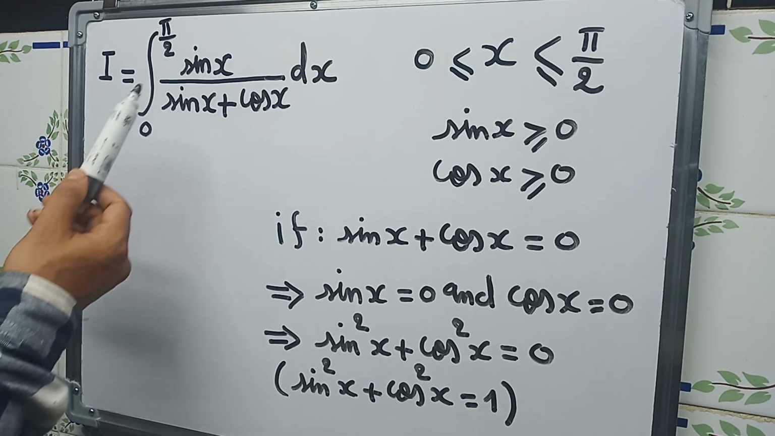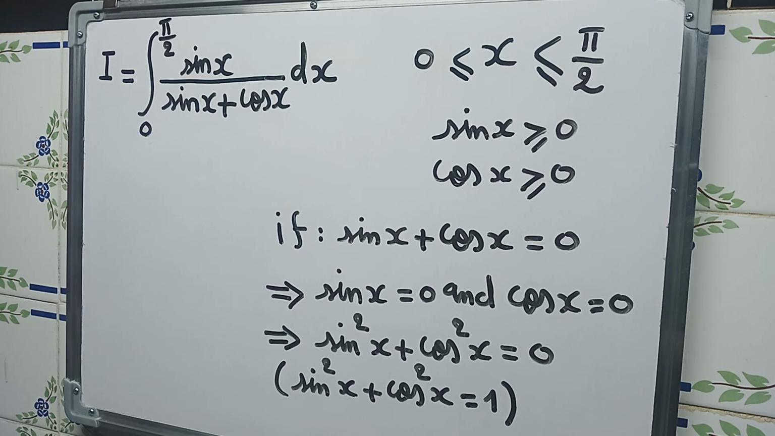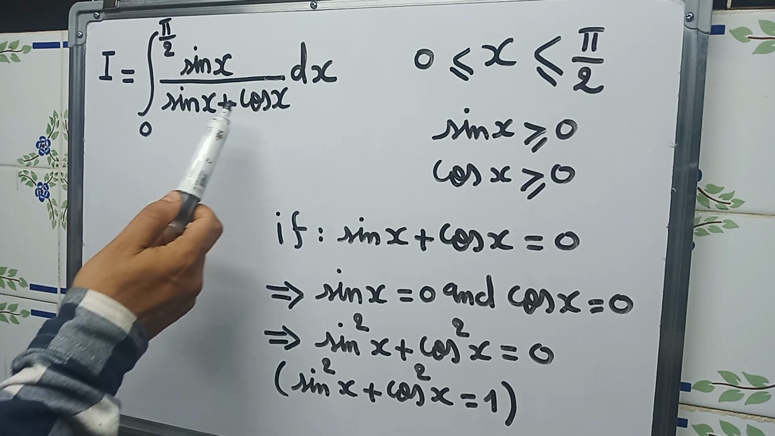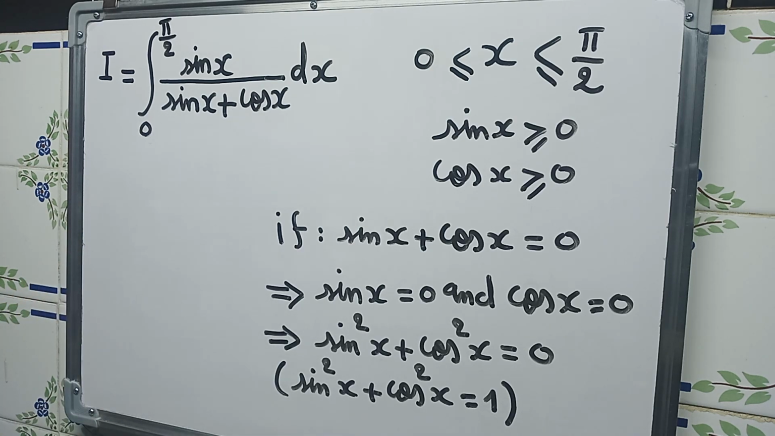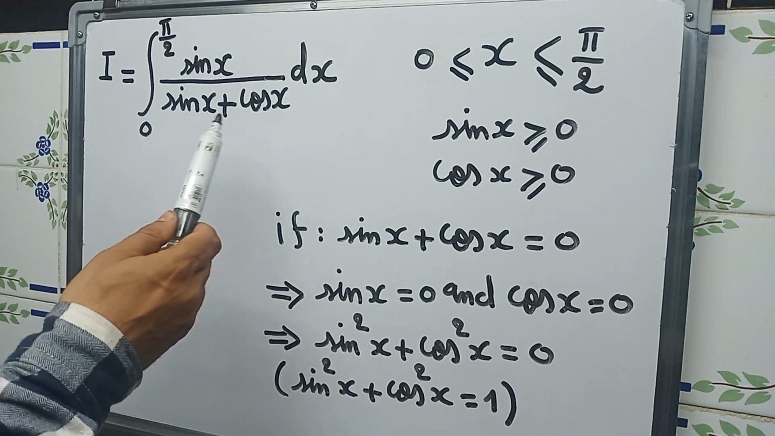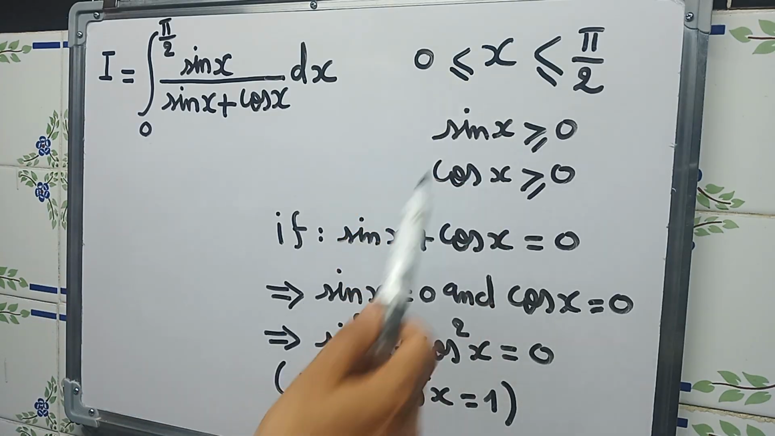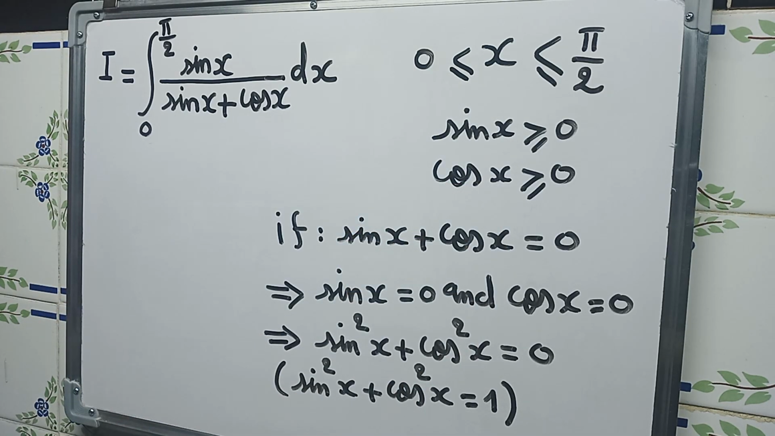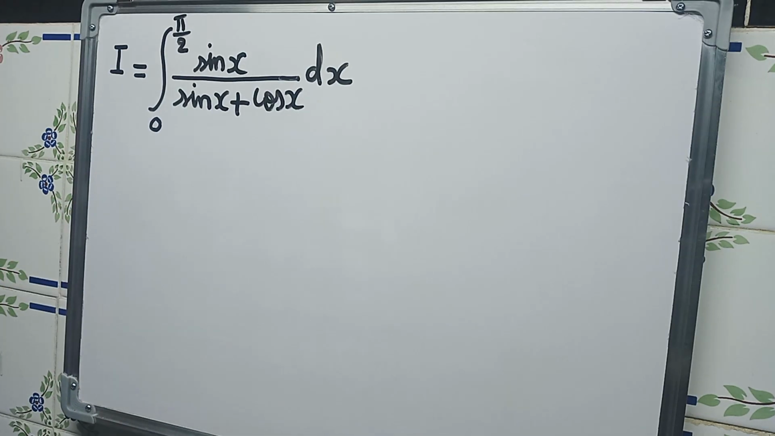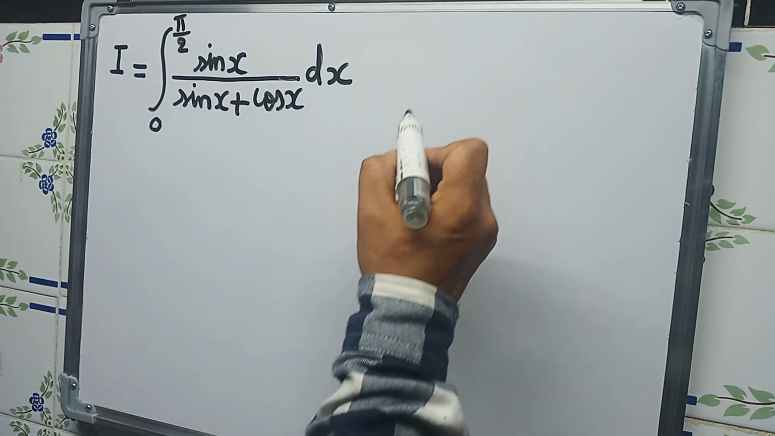And we know that sine of x is a continuous function, and sine of x plus cosine of x is a continuous function not equal to 0 between 0 and pi over 2. And that, of course, means that our integral is well defined. Now let's calculate our integral. For that, we will use a change of variable.